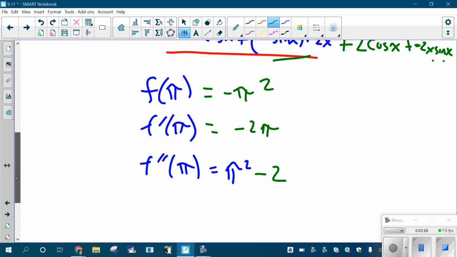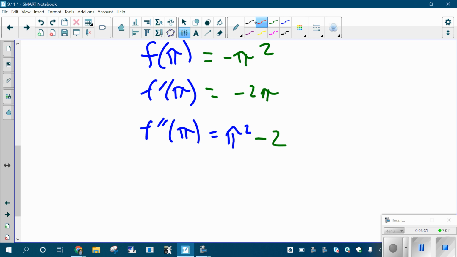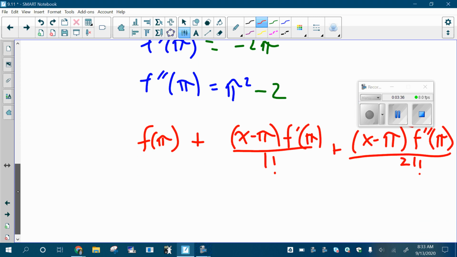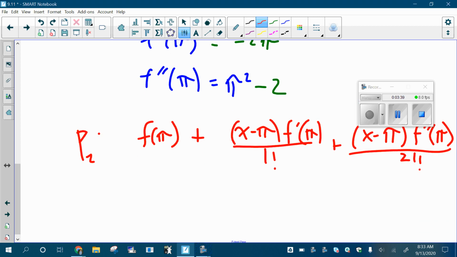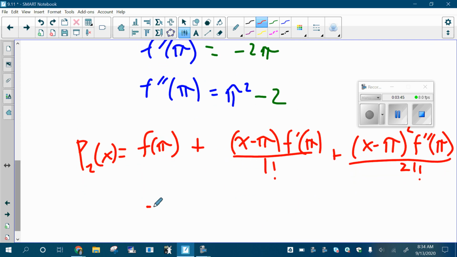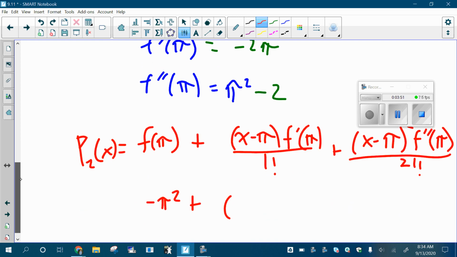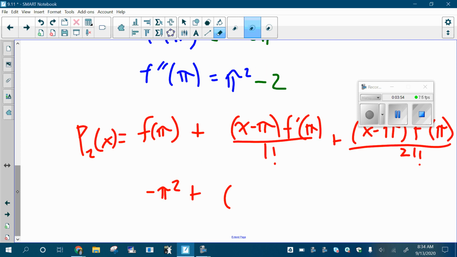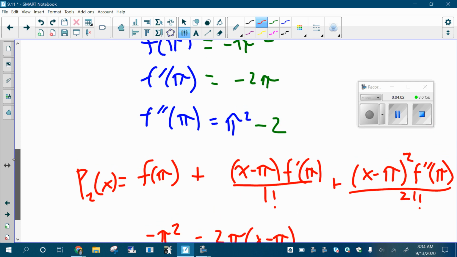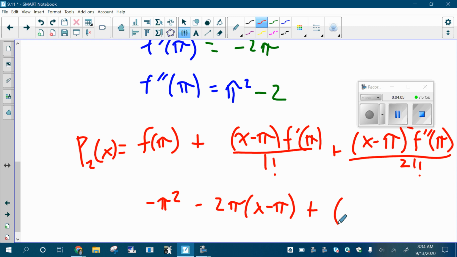All right, so now we're going to put this all together into our form. As a reminder, this is what it looks like. This is the key thing to know. Sometimes you call this p sub 2 of x because it's a second degree polynomial. Now we're just going to put all the pieces in there. We have negative pi squared, minus 2 pi times x minus pi. 1 factorial is 1, so we have no denominator there. Plus, in parentheses, pi squared minus 2, times x minus pi squared over 2 factorial.